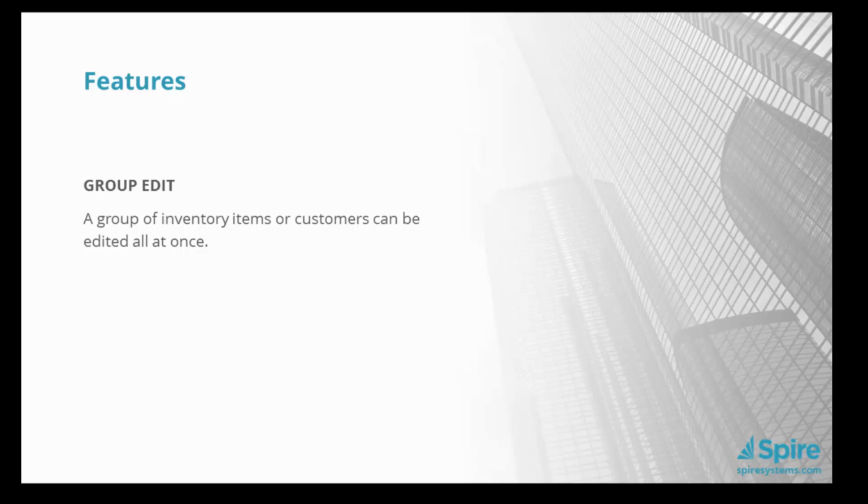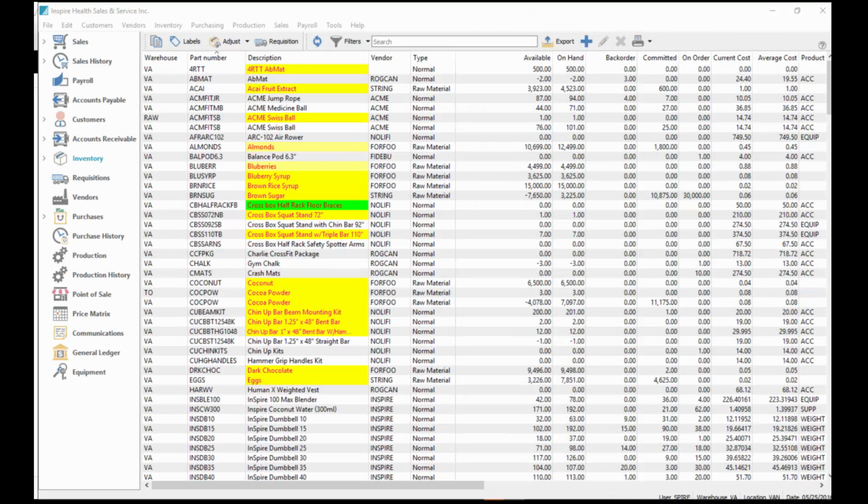Group Edit allows you to select a number of inventory items or a number of customers and change the same field on all of those records at the same time. So for instance, if you wanted to change the margin that you're selling an item for, you select all those items, change the margin, hit save, and every one of them will have a new sell price based on that. So Group Edit gives you the capability of editing many inventory items or many customers at the same time.